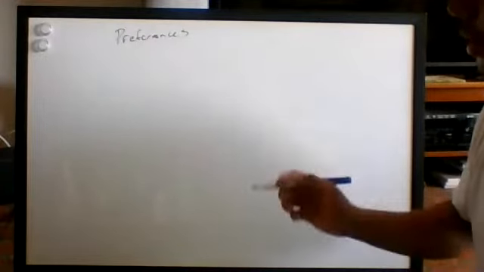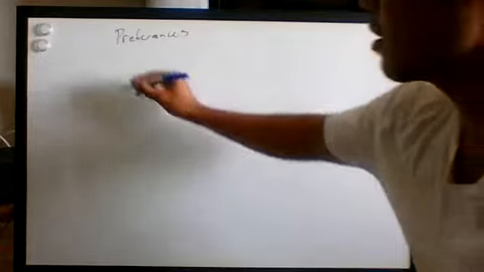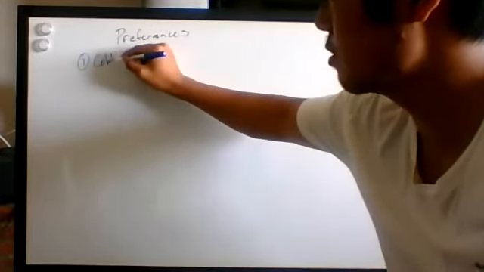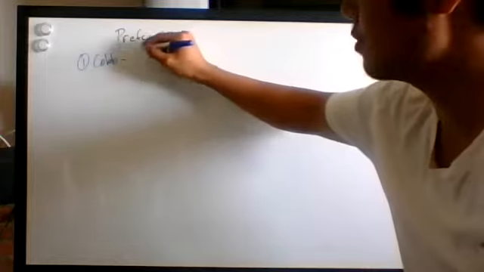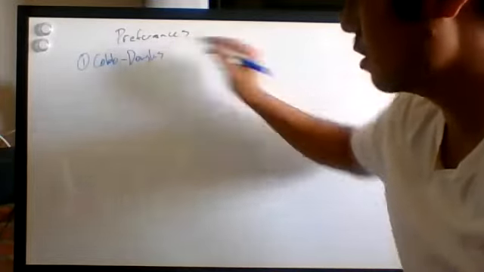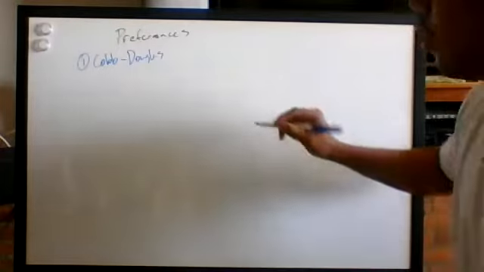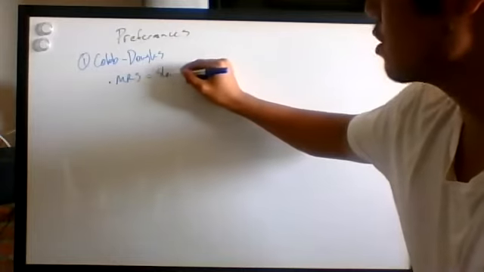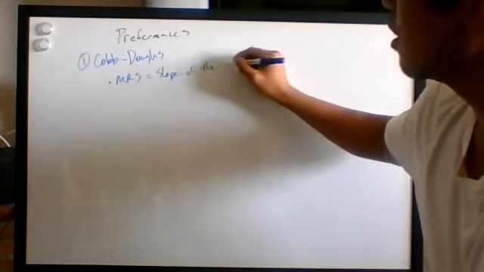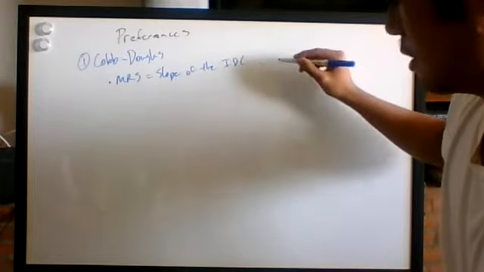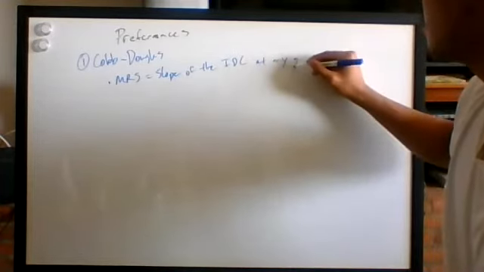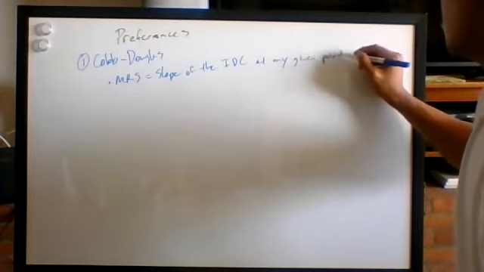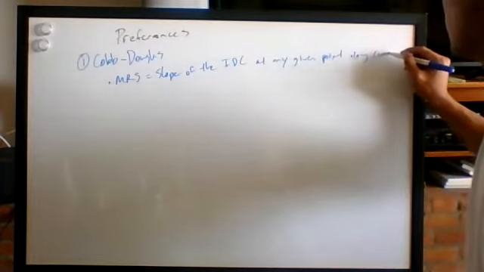So let's take a look at what it means to optimize our bundle. Let's look at our Cobb-Douglas indifference curve first. Some things that we know about Cobb-Douglas: the MRS is equal to the slope of the IDC at any given point along the curve, right?